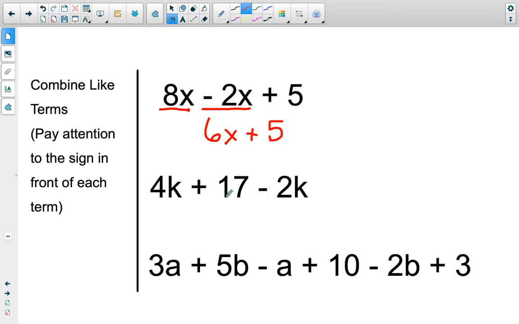I have 4k plus 17 minus 2k. Well, do I have any like terms? Well, I have a 4k and I have a 2k. I have a minus in front of that 2k, so I'm subtracting the 2k. The 17 does not have a k on it. It is not a like term, but I can combine these two. 4k minus 2k leaves me with 2k, because 4 minus 2 is 2. Picture that if you had 4 k's in your hand and you took away 2 of the k's, you'd be left with 2 k's. And then don't forget, I still have this 17.